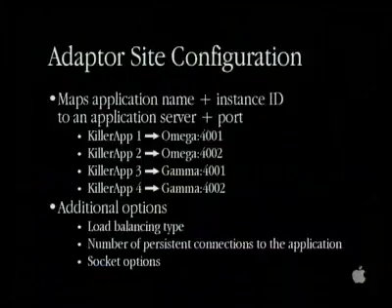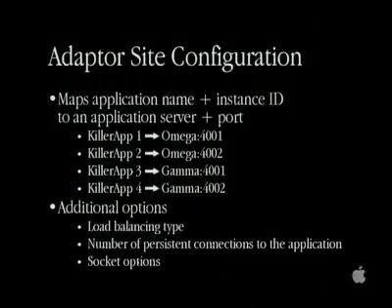The adapter site config maps the application name and instance ID to an application server and port number. So as you saw, killer app instance 1 and 2 are both running on host Omega, ports 4001 and 4002. Killer app instance 3 and 4 are running on host Gamma, ports 4001 and 4002. The same port numbers are okay because they're completely separate hosts. The additional options that it keeps track of are the load balancing types configured for those applications and the number of persistent connections allowed to that application. There are also socket options that it keeps track of. You can set buffer sizes and socket timeouts like we talked about.